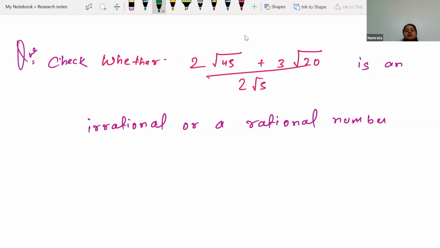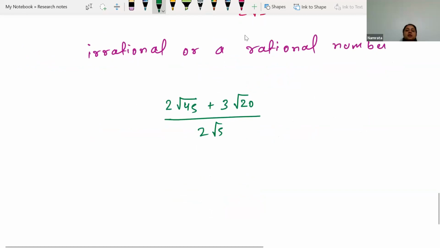We can simplify the given expression. We can take 2 root 45 plus 3 root 20 divided by 2 root 5, and we will try to simplify it. Maybe after simplifying it, we will get something which will give us a hint whether it is rational or irrational. So if you want to simplify it, you can multiply root 5 in the numerator and denominator. I am going to break it and check whether it is possible to take something out of root 45 and out of root 20 or not.